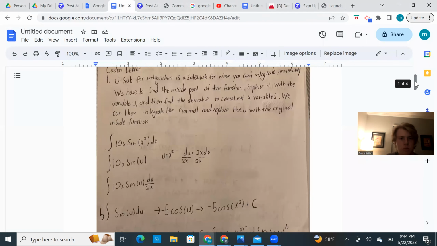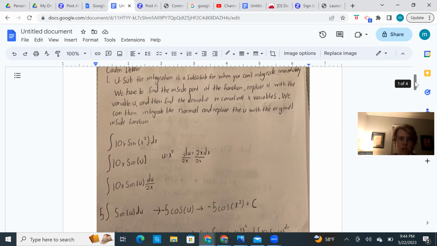So I pretty much described U sub for integration as a substitute when you can't integrate it immediately. Then we have to find the inside part of the function, replace it with the variable u, and then find the derivative to cancel out the x variables. And then we can integrate normally and replace the u value in the inside of the function.